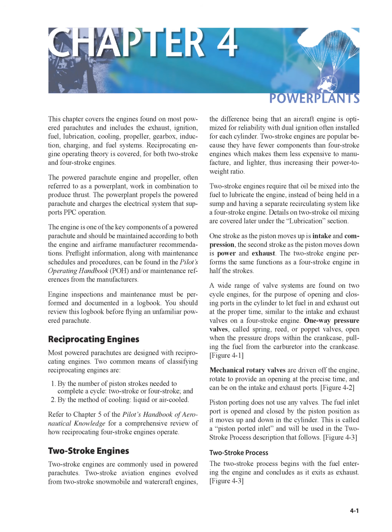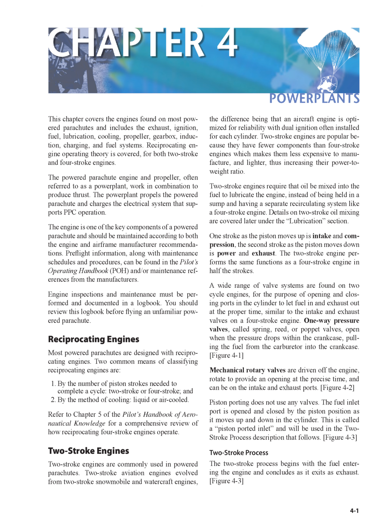This chapter covers the engines found on most powered parachutes and includes the exhaust, ignition, fuel, lubrication, cooling, propeller, gearbox, induction, charging, and fuel systems. Reciprocating engine operating theory is covered for both 2-stroke and 4-stroke engines. The powered parachute engine and propeller, often referred to as a powerplant, work in combination to produce thrust.